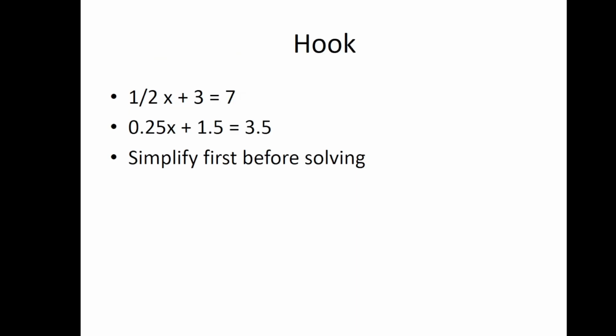So, considering this equation, 1/2 x plus 3 equals 7, and 0.25x plus 1.5 equals 3.5. At first glance, this looks harder than normal equations, and we are not really adept at this kind of equation. Fractions and decimals make calculations messy and increase the chance of mistakes. But here's the key idea: we can simplify them into clean equations before solving them. Once simplified, they will be equations that we already know.